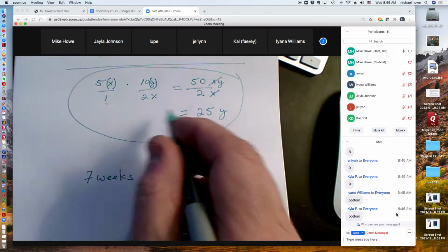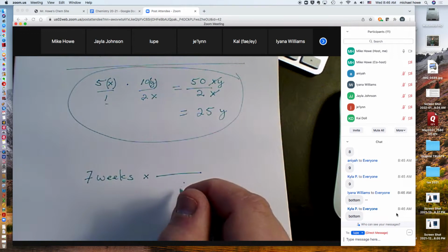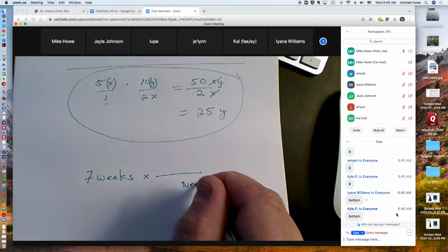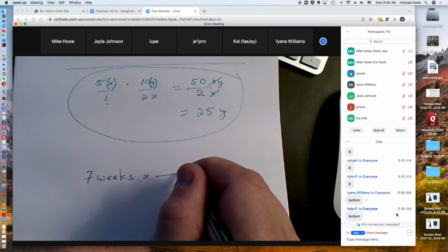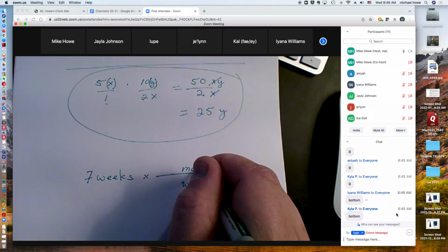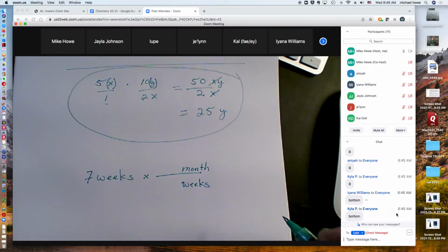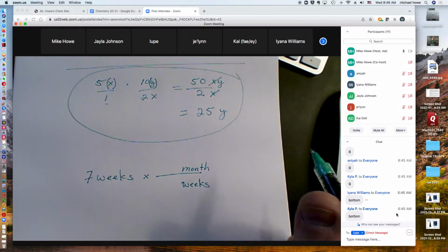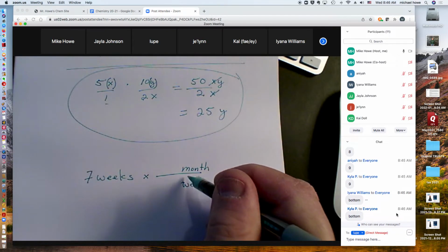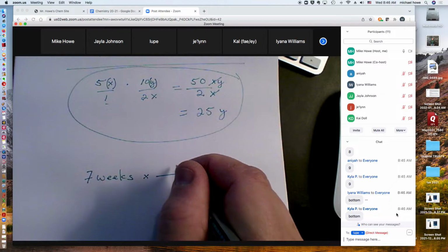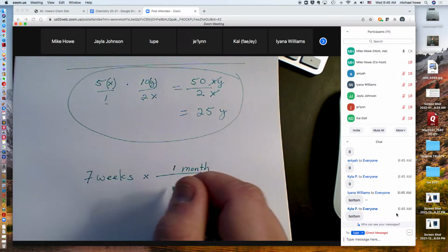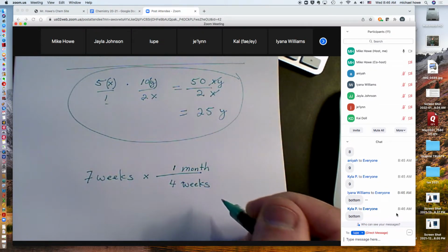That's right. Just like the X on the bottom canceled the X on the top. So I put weeks down here. And then if I wanted to know how many months that was, I'd have to put months on top. What I'm looking for would go on the top. All right, so what I'm going to try and do now is think of a relationship between weeks and months that we might know. So we're going to generalize a little bit, but in general, 1 month is about 4 weeks. Would you agree with that?